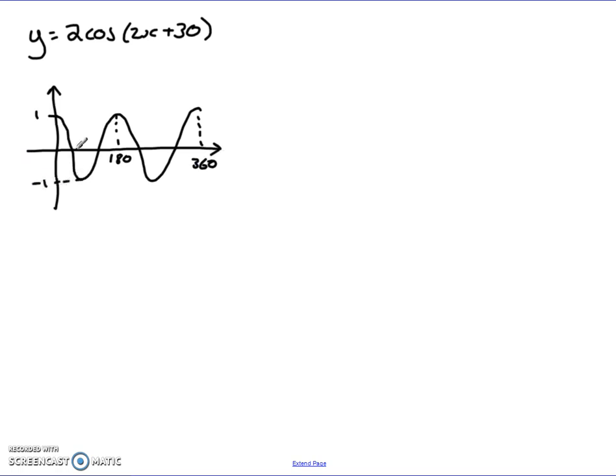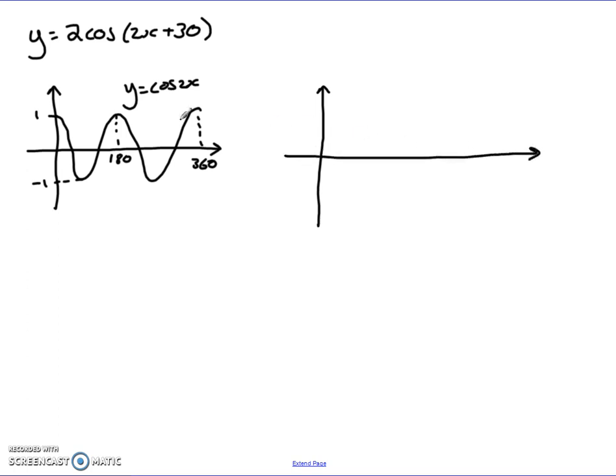Maximum and minimum values, nothing would change for that. They would still be the same. So this would be our y equals cos 2x graph. Our second transformation would be the part in here, the plus 30. So what that's going to do is shift the entire graph by 30 degrees in the x direction, but we're adding 30, so it's going to shift it left by 30 degrees. So every single value is going to shift along left.